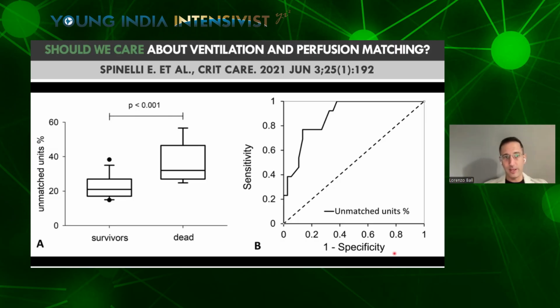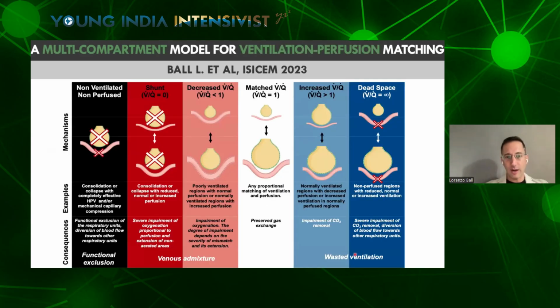It is a very complicated topic, but I want to remind you that more or less we should think about the lungs as a model in which we have more or less 6 regions. We want all the lung to be here, so matched ventilation and perfusion. Any area of the lung which receives proportionally ventilation and perfusion will have preserved gas exchange.